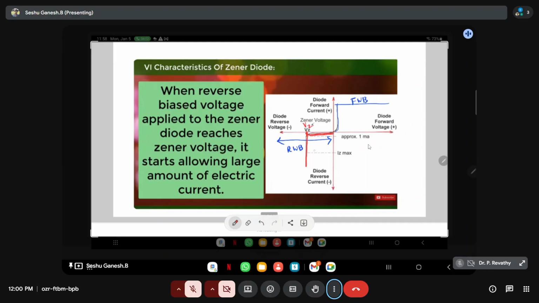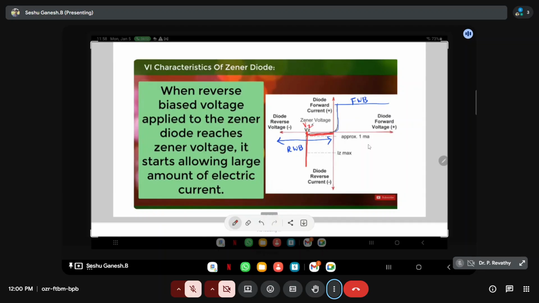This is going to be the VI characteristics of the Zener diode, the voltage-current characteristics of the Zener diode. You can see the theory part. When reverse bias voltage is applied to the Zener diode, it reaches the Zener voltage. It starts allowing a large amount of electric current here, because we know that the Zener diode is heavily doped.